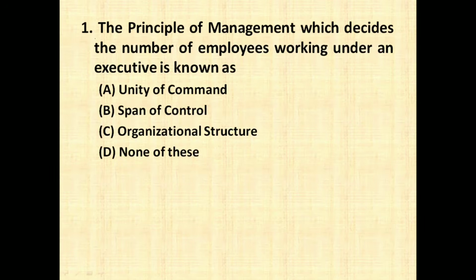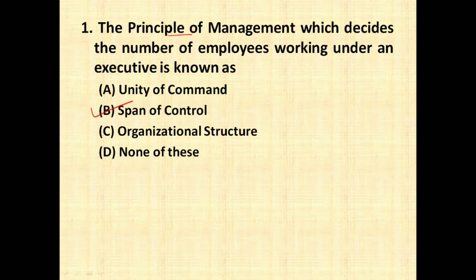Question number 1: the principle of management which decides the number of employees working under an executive is known as: unity of command, span of control, organizational structure, none of these. The principle that says the number of employees working under a single executive is called span of control, which is option B.